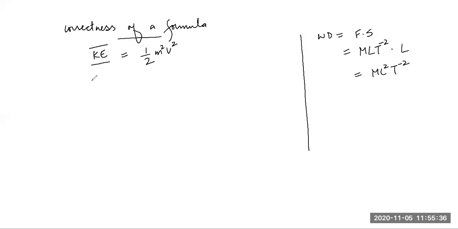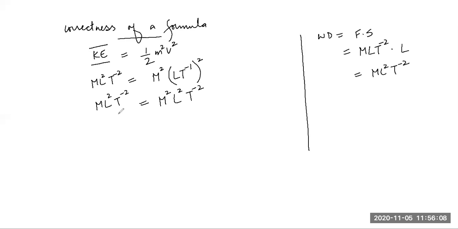On the left hand side, I will get M L2 T minus 2. On the right hand side, 1 by 2 doesn't have any dimensions. So m square, m is mass, so I will get M square, right? And here v is L T minus 1. I can do the square of this also. So this will be M square L2 T minus 2. Whereas on the left hand side, it is M L2 T minus 2.